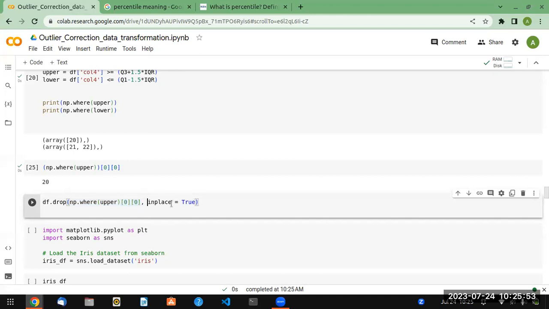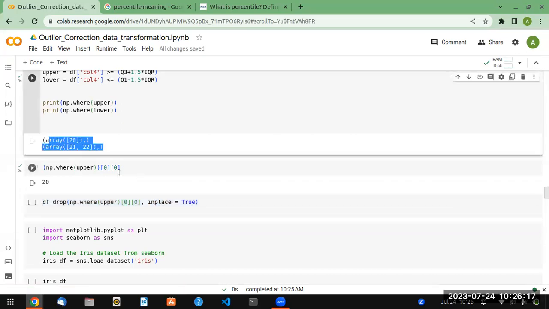And why have I written this one? inplace equal to True. I have seen this already. The data frame we store, using that, in the original data frame. Correct. So that we can save this in our original data frame. Okay. So this is how you can drop after finding the index number.